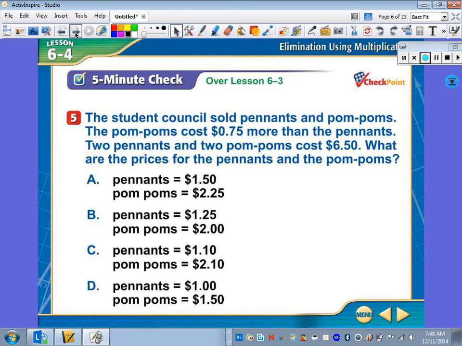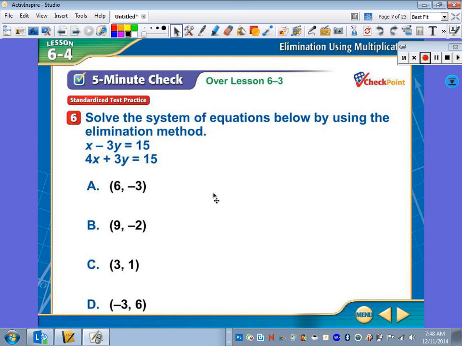And then this one, you are doing another word problem with pennants and pom-poms. So you have to figure out how much they each are. That's number 5. And then number 6, you're just doing elimination again. You're just adding, because you'll see one of the variables will fall out.